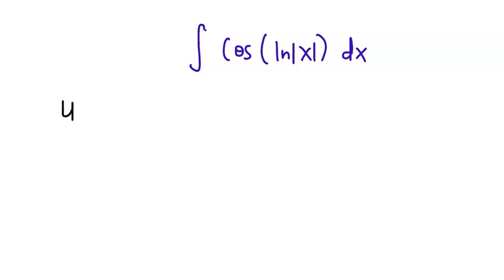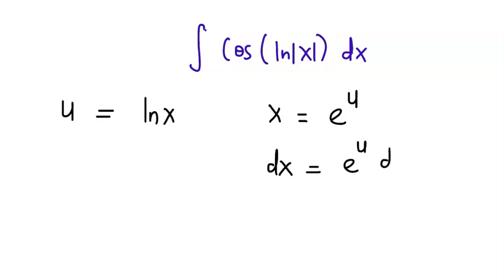We're going to let u equal the natural log of x. You need to solve for x in terms of u here. So you can see that x is equal to e raised to the power of u. Differentiate both sides, so we get dx is equal to e raised to the power of u du.